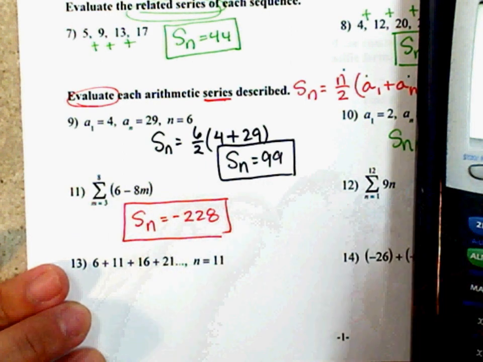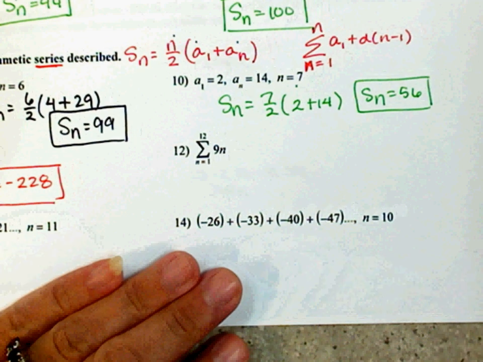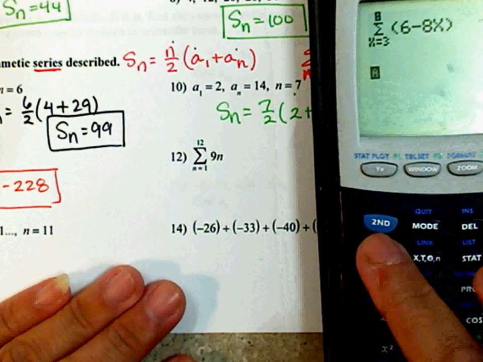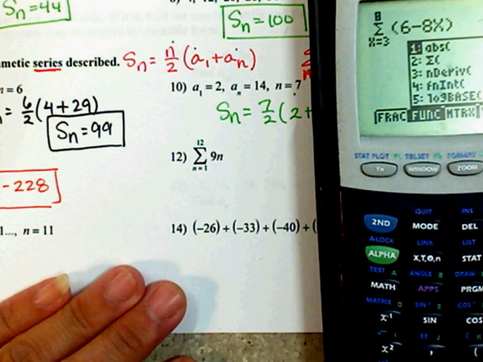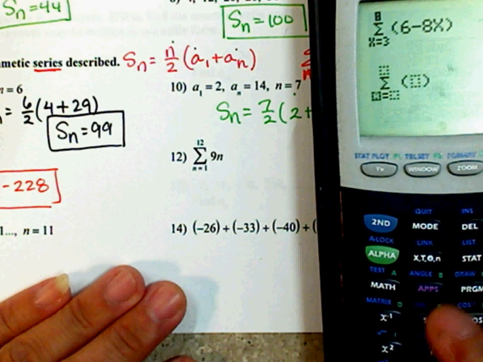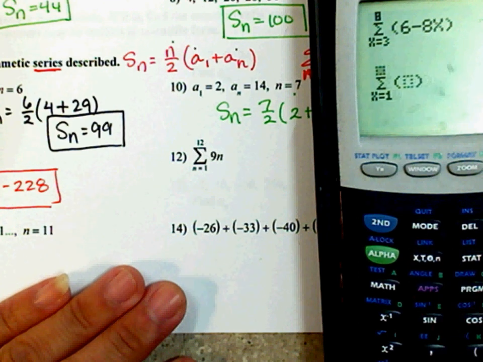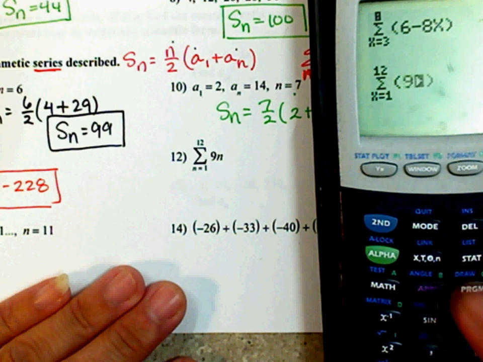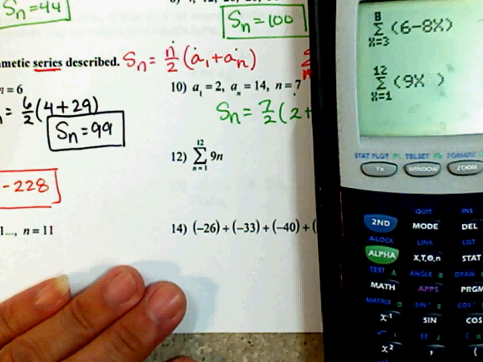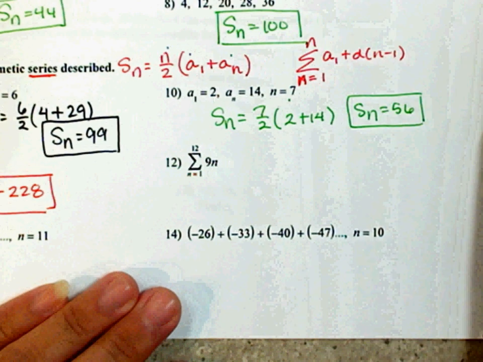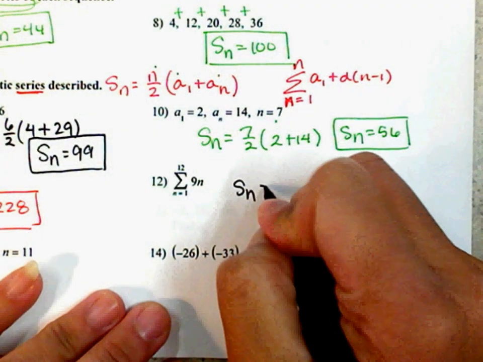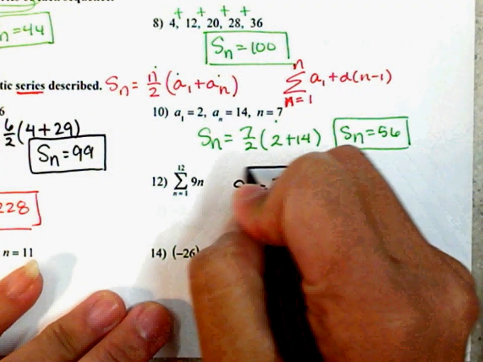Look at number 12. Number 12, same thing. Alpha zoom, alpha window. My apologies. Number 2, x is 1. Right-click to 12. Right-click to 9x. In that case, it's 9n, just like you see it. So that comes out to be 702.